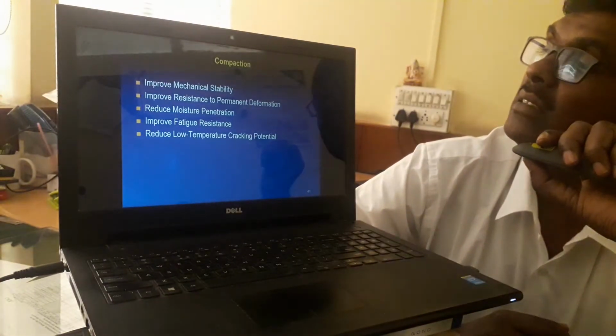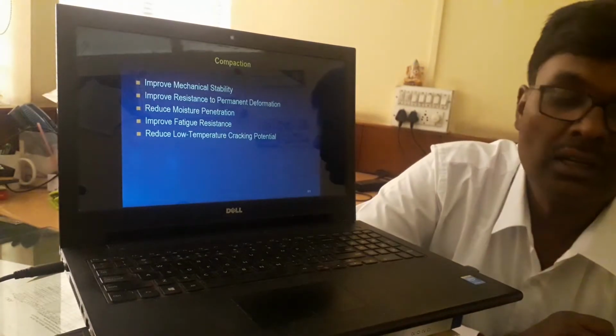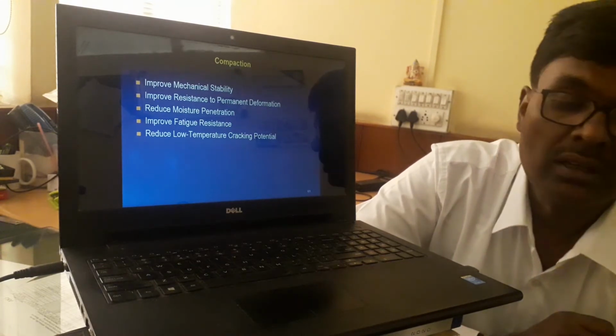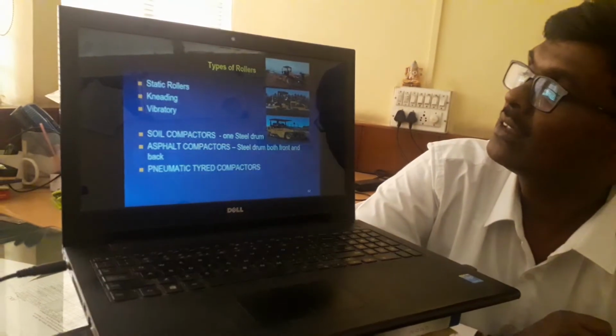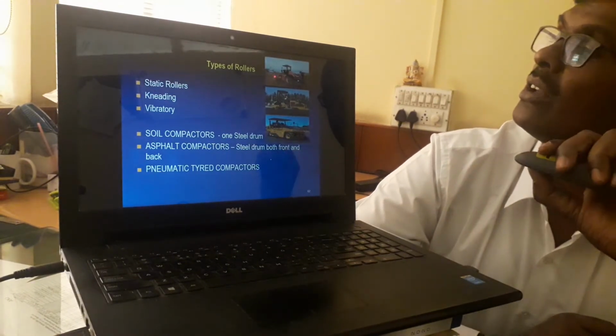Why compaction? Basically, why is it required? It is to improve the mechanical stability of the layer. It improves the resistance to deformation. It reduces the moisture penetration. It increases the fatigue resistance. It even reduces the low temperature cracking potential of a bituminous layer. These are the types of rollers used in road construction.